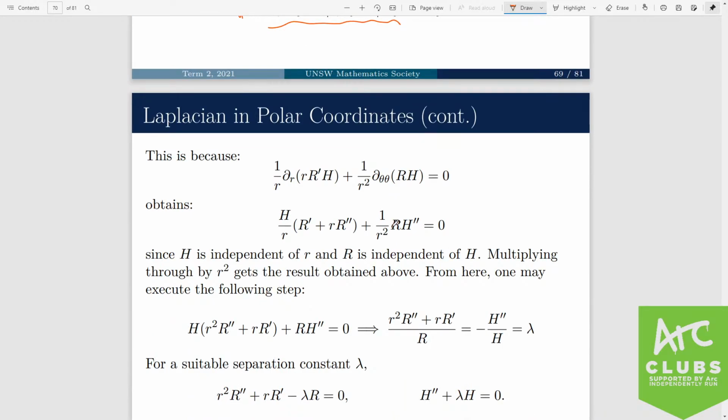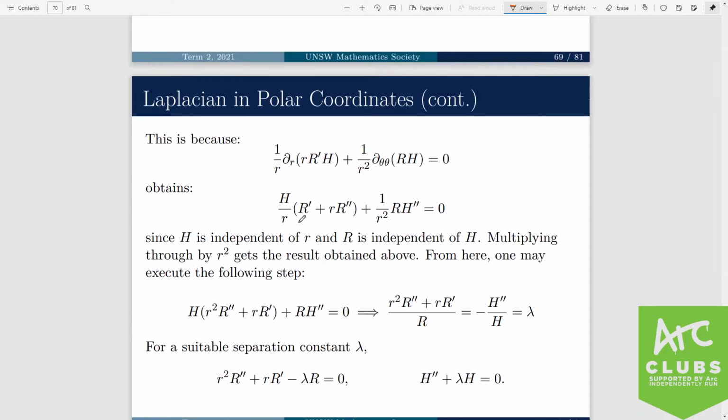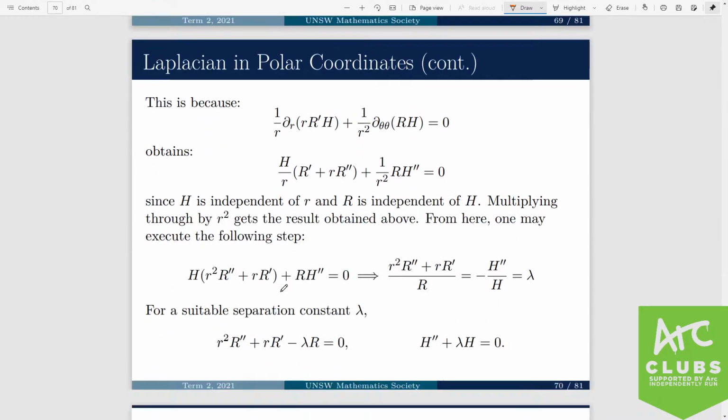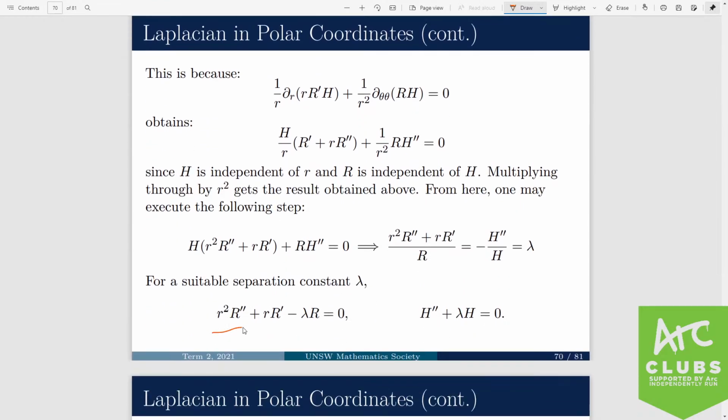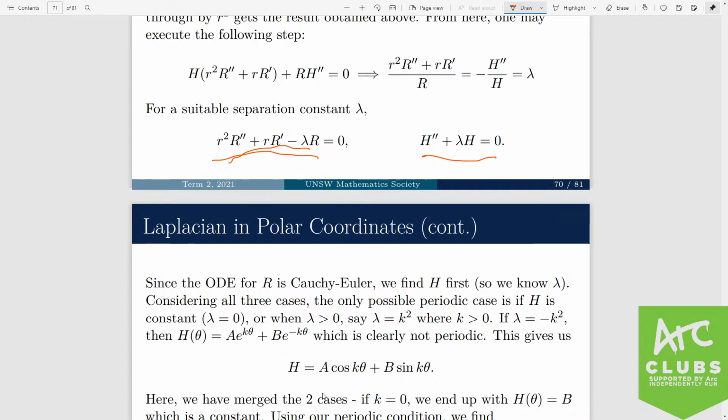So I think I'll just skip through this, but basically you once again use a separation constant to separate out two differential equations, and these are ordinary differential equations, so we can solve them normally. So this is a Cauchy-Euler form where we have this separation constant lambda, which is undetermined, and this is the same differential equation we had before.